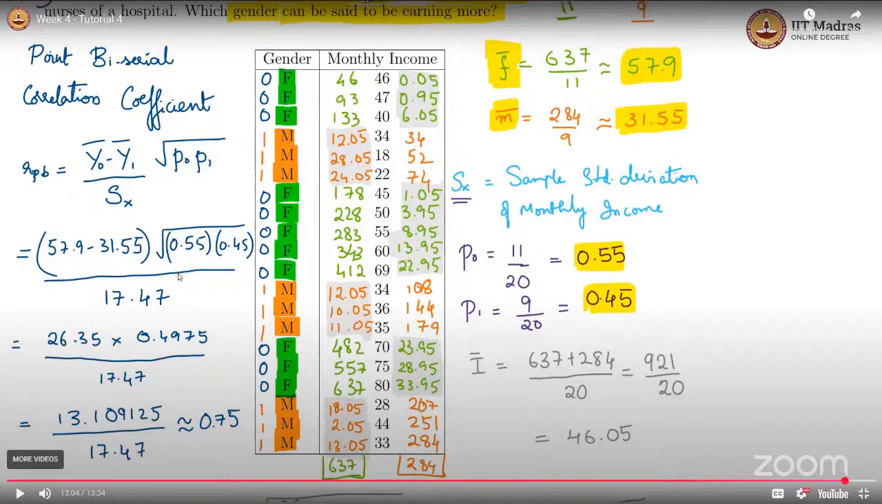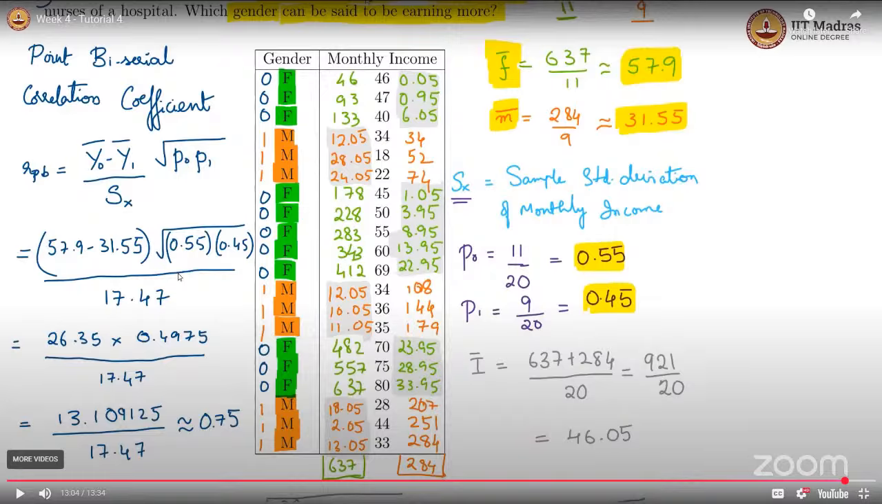We get 0.75. It means that it is strongly related, not very strongly, but related. Suppose it was 0.1, it means it is not related; gender and monthly income are not related. So which gender can be said to be earning more can be answered from the average and proportion also. The point biserial correlation coefficient is an extra calculation that we have done to find out whether they are correlated or not.